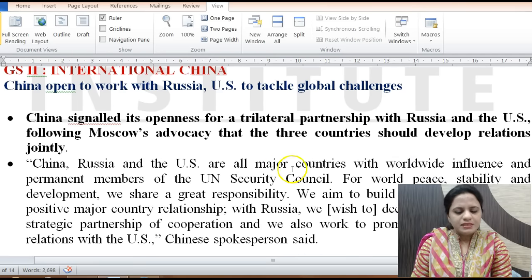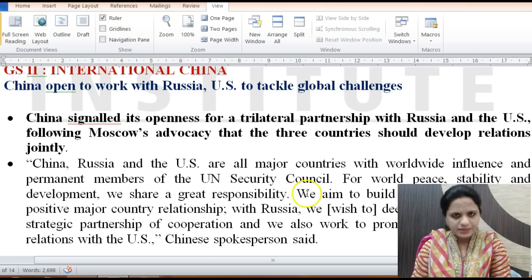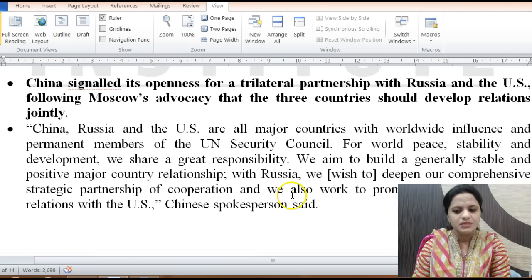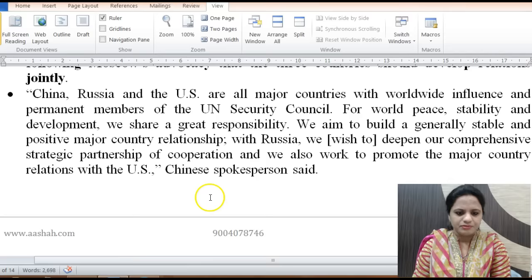The next news item is China open to work with Russia, US to tackle global challenges. So China has accepted the proposal which has been put forth. Russia has put forth this proposal that the three countries, Russia, USA and China, should work together jointly so that the world's problems can be amicably resolved. All three are UN Security Council permanent members. So for world peace, stability and development, they share a greater responsibility. That is what Moscow states. And China has presently approved Moscow's advocacy of jointly working together.